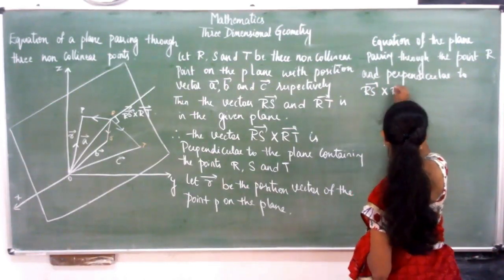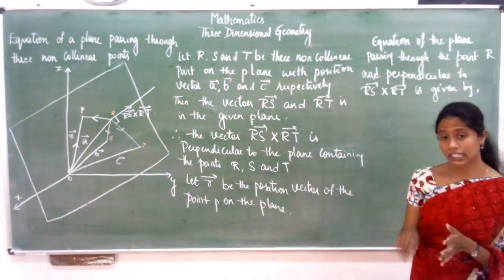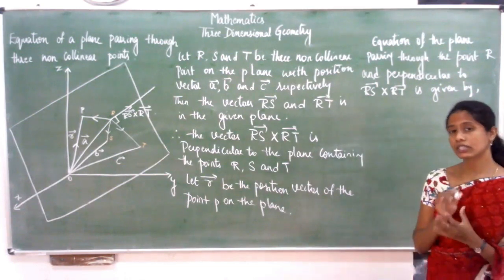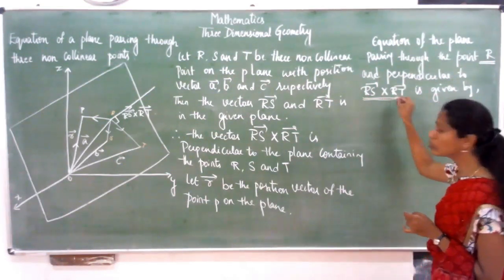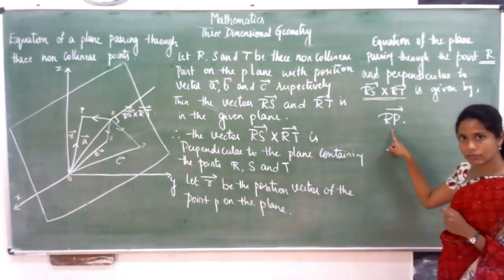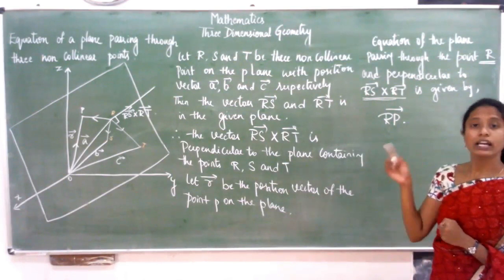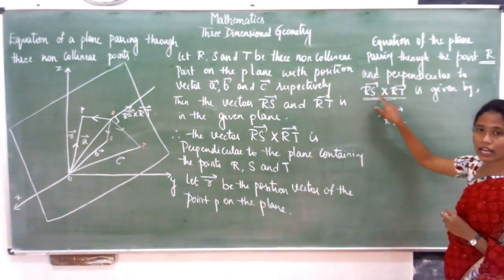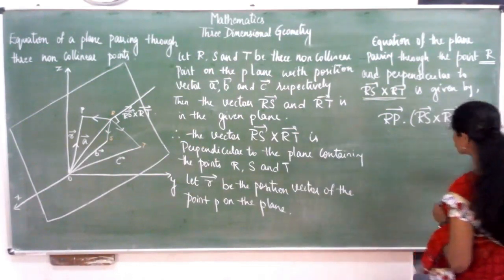vector RS cross vector RT is given by, okay, so as I said, we have already derived the equation of the plane which is passing through the point A and perpendicular to vector n. So here we are going to use the same concept. Here this plane is passing through the point R and perpendicular to vector RS cross RT. Therefore now this becomes vector RP dot vector RS cross vector RT is equal to 0.